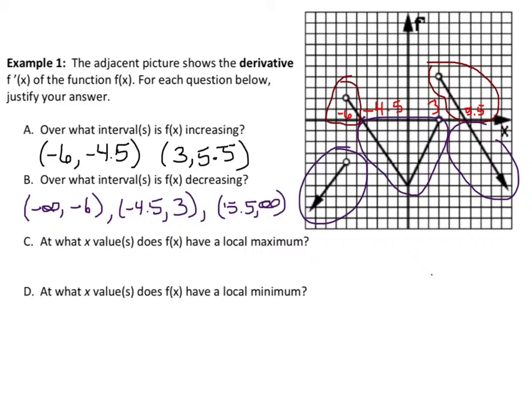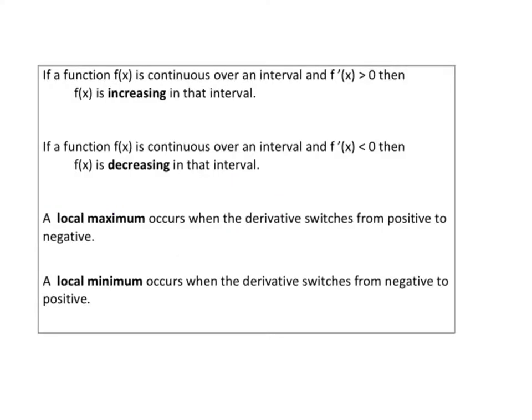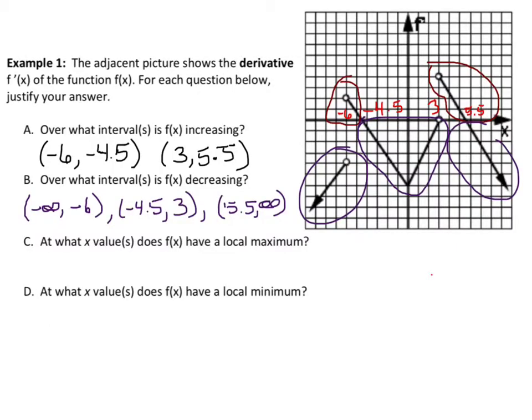Part C says, at what x values does f of x have a local maximum? Well, let's take a look again at our rules for having a local maximum and then subsequently a local minimum. So we have a local maximum when the derivative switches from positive to negative. And a local minimum occurs when the derivative switches from negative to positive. So we're going to look for those areas on our graph. So local max goes from positive to negative, and the local minimum goes from negative to positive.